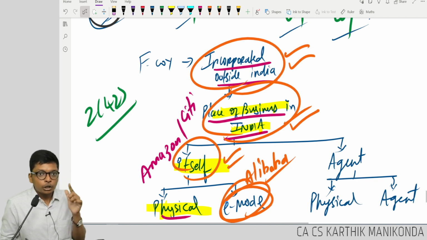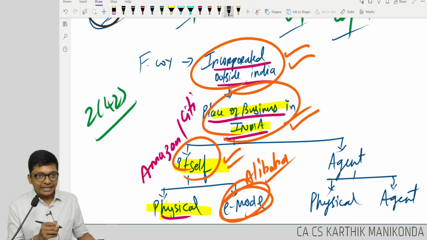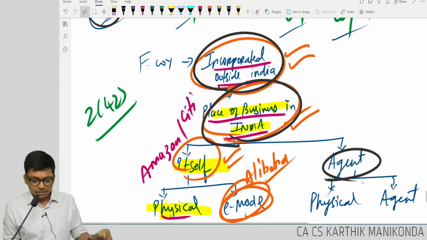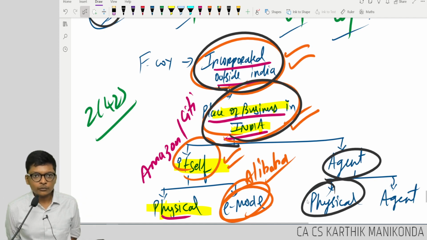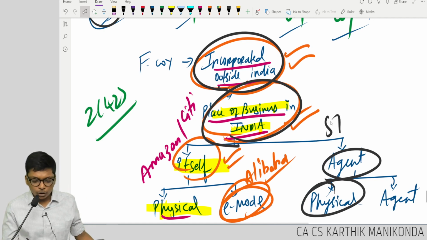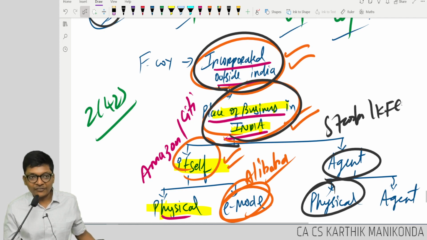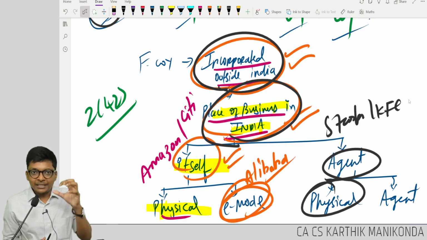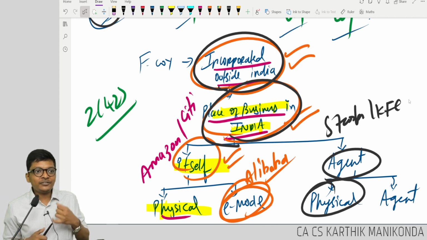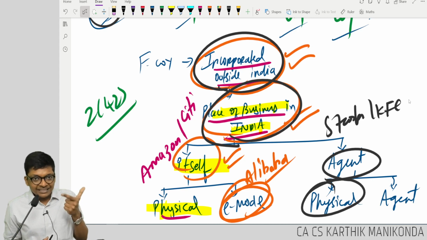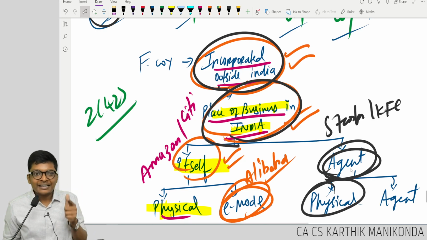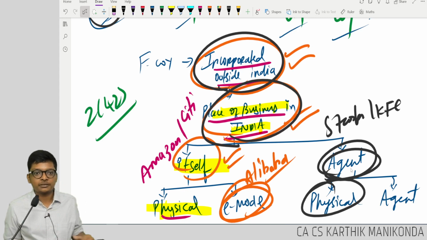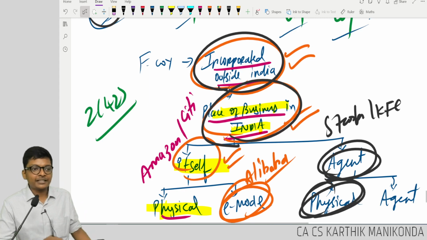Are you getting it? Now, give me examples like this, incorporated outside India, place of business in India through an agent, but physical. Through an agent. Starbucks, very good. Starbucks or KFC franchise. KFC and Starbucks are foreign entities. Starbucks, now Tata purchased, I know. Let's take KFC. KFC is a foreign company. It has a place of business in India, but through an agent, a franchise. Somebody in Chennai will take a franchise. Somebody in Hyderabad will take a franchise. Are you following, guys? Physical.